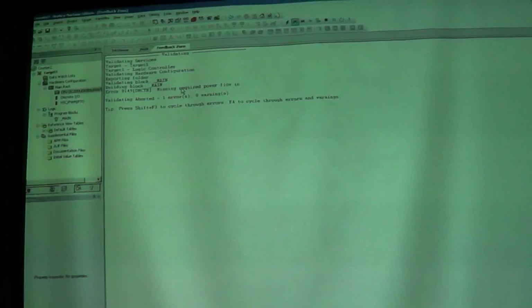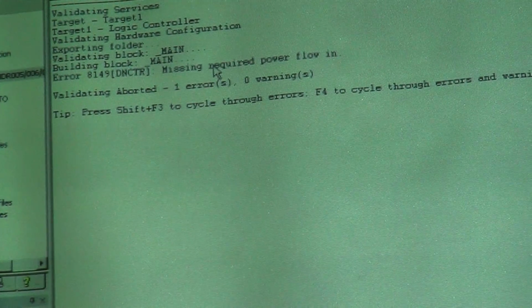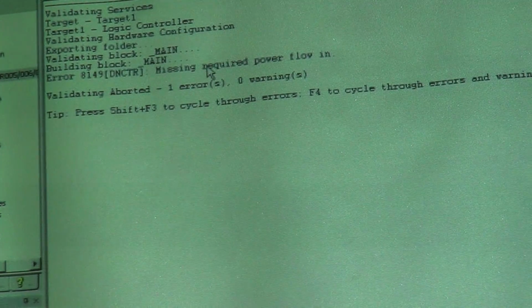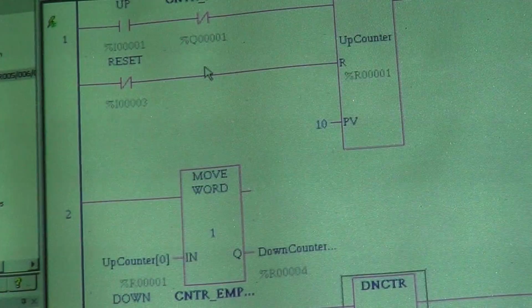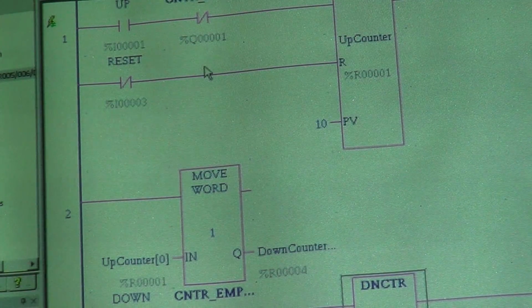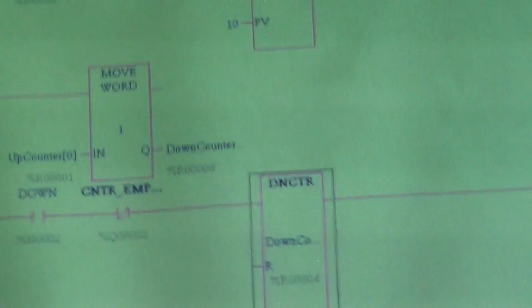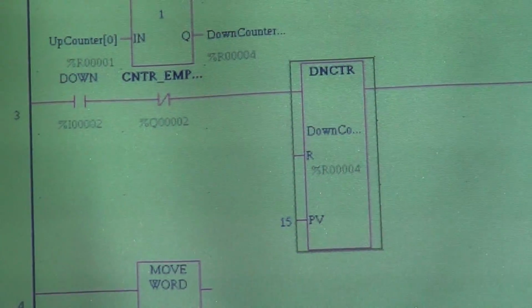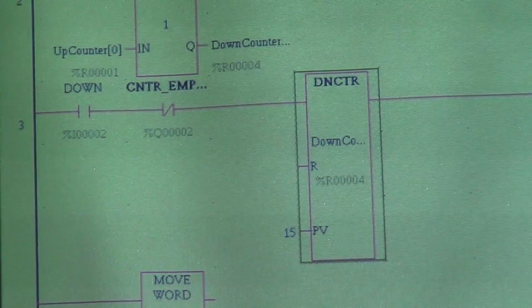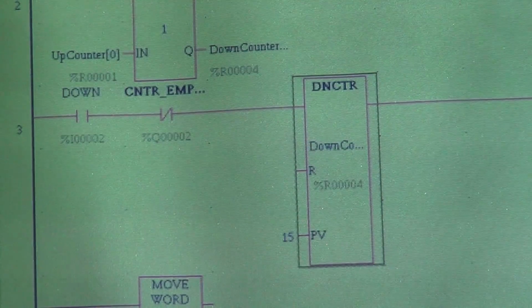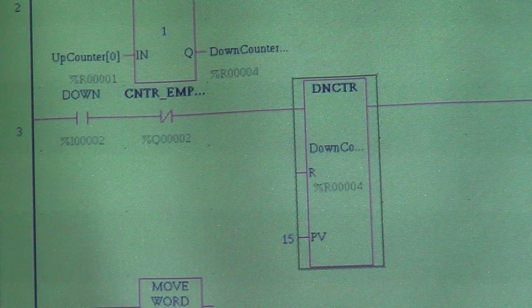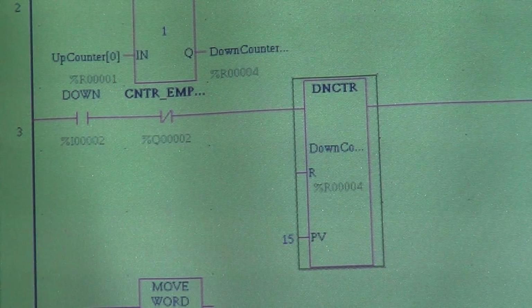If I look on there, let's zoom in real close so you can see that. Okay, missing required power flow input. I'll double click on it and it'll take me right to that function. Okay, and you can see, no good. All right, so it does need something to be on there.